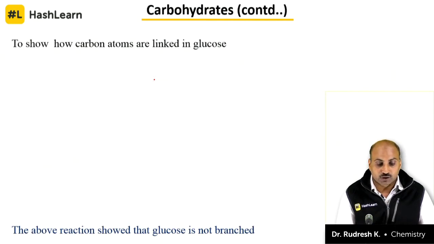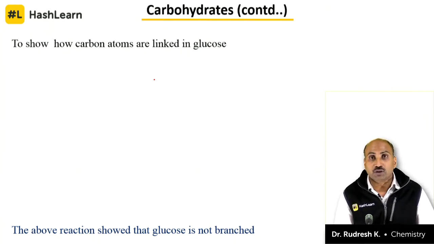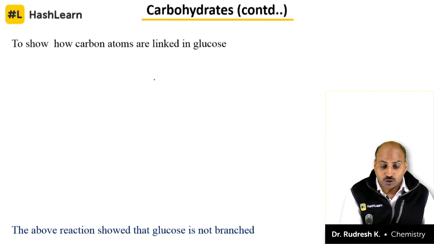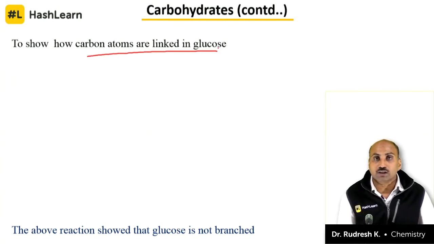We want to see the linkage of the aldehyde group in the structure, the hydroxyl groups present, the primary alcohol group present, and how the carbon atoms are related. This is what structural elucidation talks about. First we look at how the carbon atoms are linked in glucose.